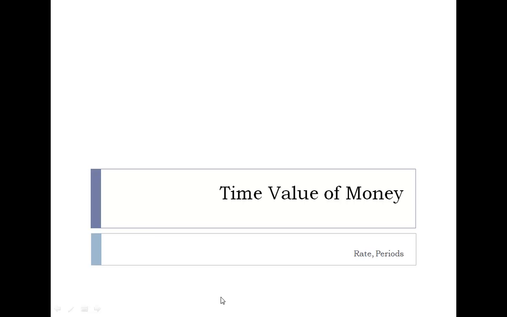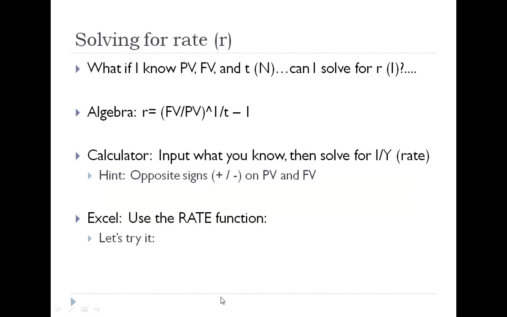Calculating rate and time periods under time value of money. We can solve for interest rate under time value of money if we know enough of the other variables. Basically, what you need to know is the present value, and if there's an associated future value, you'd need to know that. You'd need to know the number of time periods.